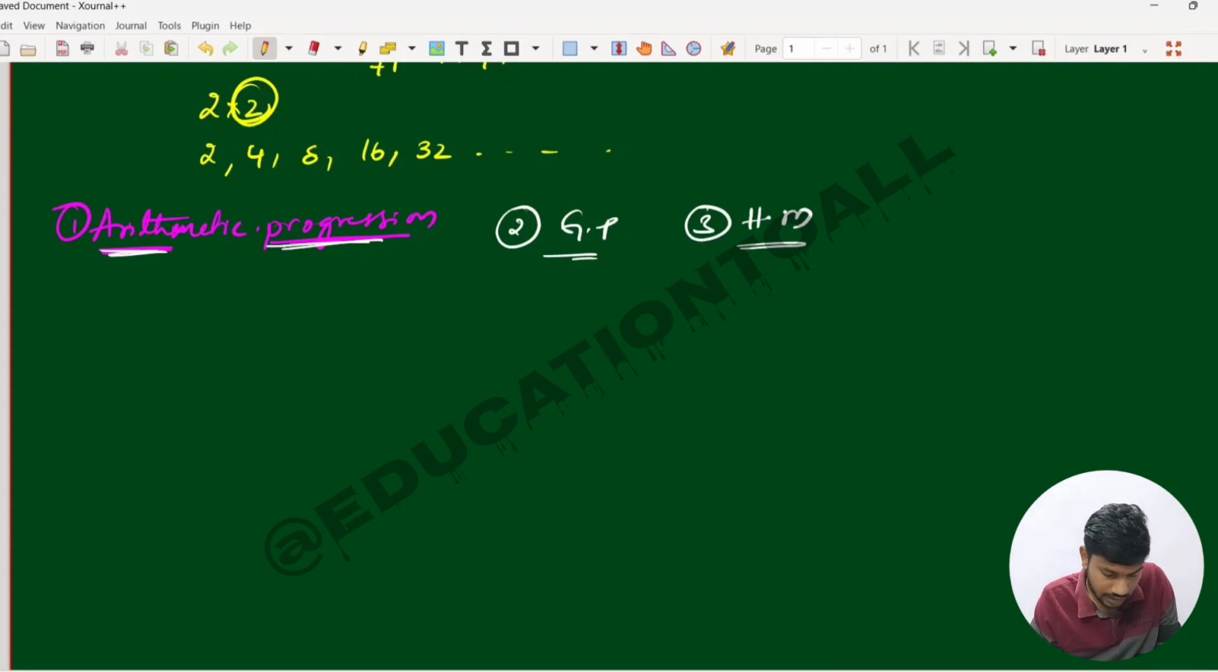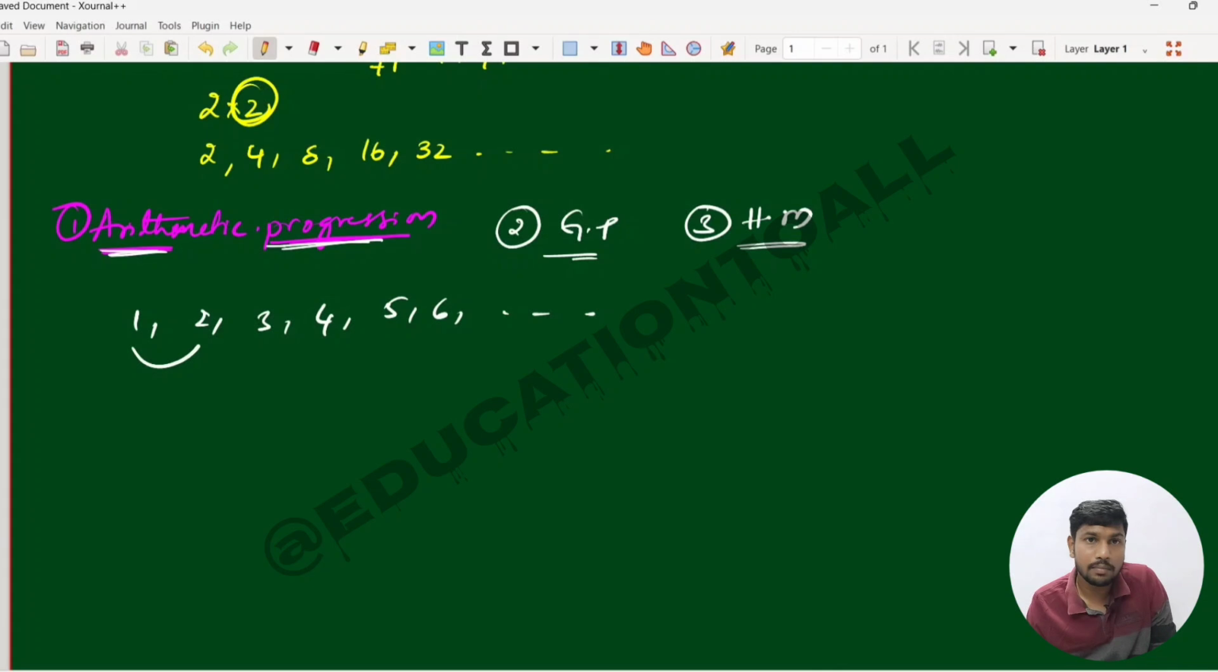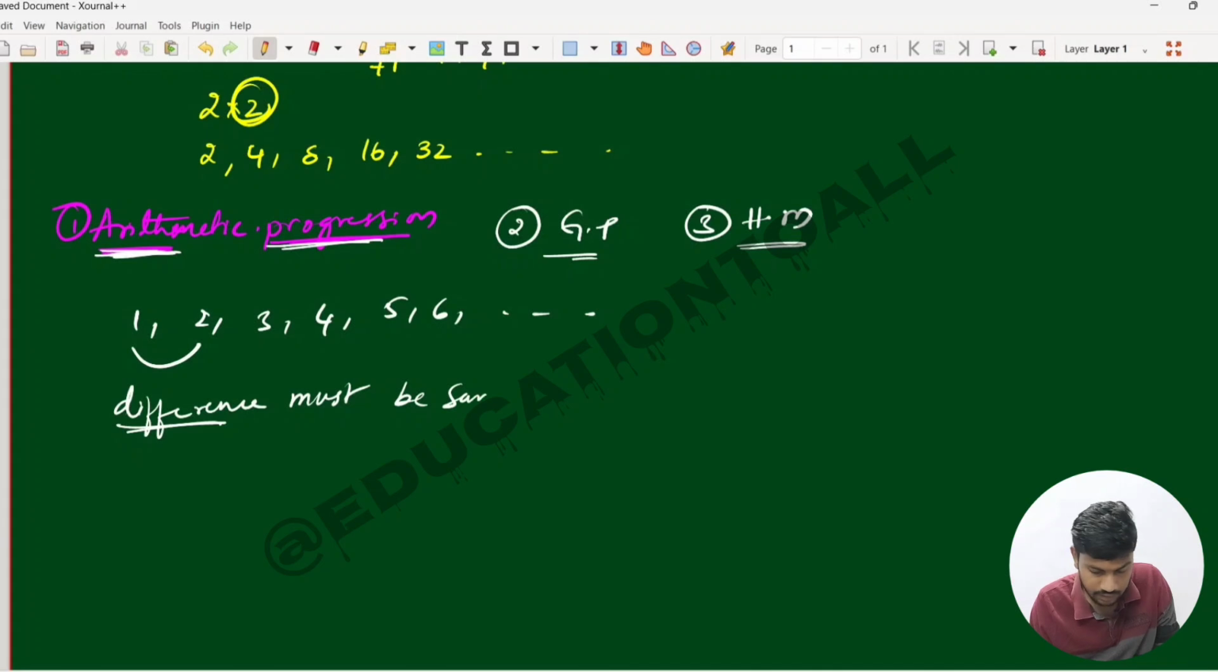For example, I will take 1, 2, 3, 4, 5, 6 and so on. The gap between the two numbers is a constant number, or adding a constant number for each and every consecutive number. That is called arithmetic progression, which means the difference must be the same, which means adding a constant to the number.